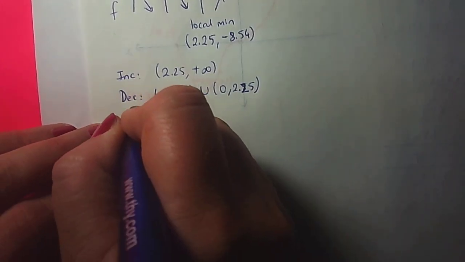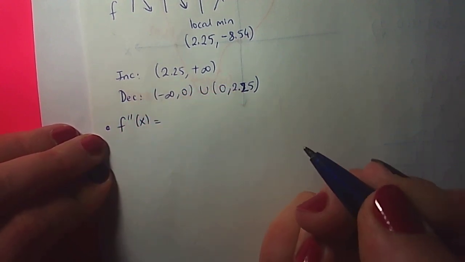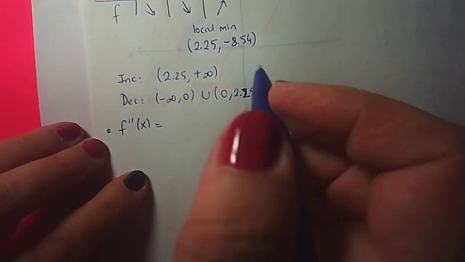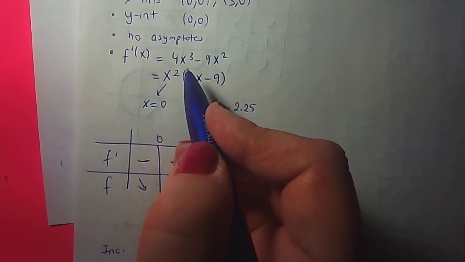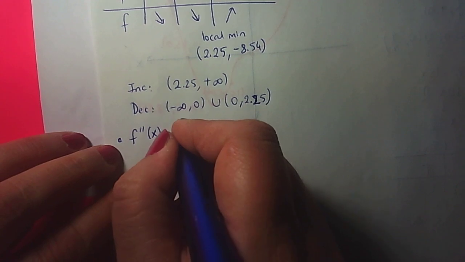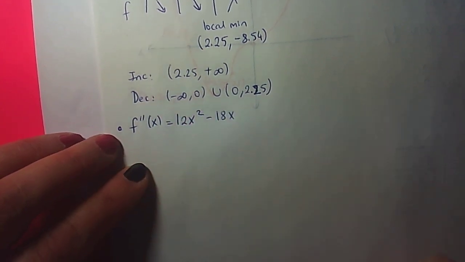Now let's do the second derivative test. To be able to do that, we need to take the second derivative. The first derivative was 4x cubed minus 9x squared. We're going to take the derivative of that. So we get 12x squared minus 18x.